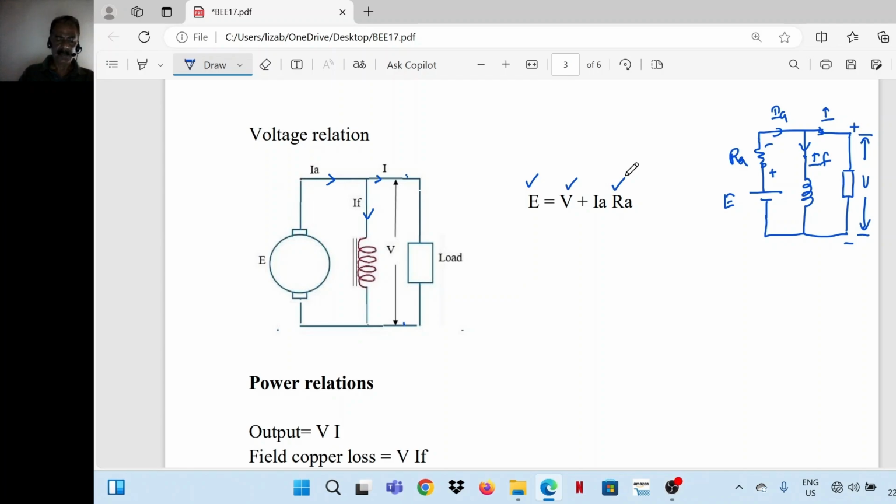Sometimes when we are working out examples, the voltage drop across the brushes is also to be considered. There will be a small voltage drop across the brush. If it is given, then E is equal to V plus IARA plus voltage drop across the brushes.